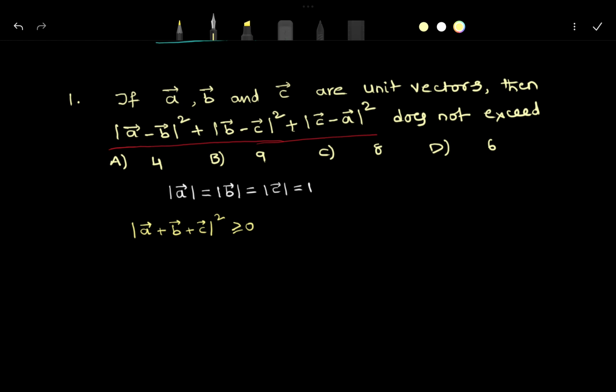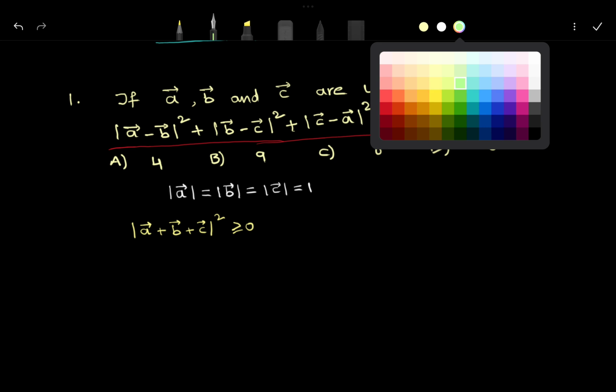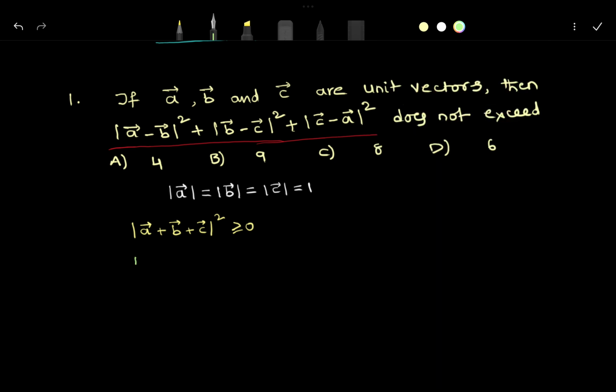Now by expanding this value, you can write modulus of a bar whole square plus modulus of b bar whole square plus modulus of c bar whole square plus 2 into a bar dot b bar plus b bar dot c bar plus c bar dot a bar, and this is greater than or equal to 0.